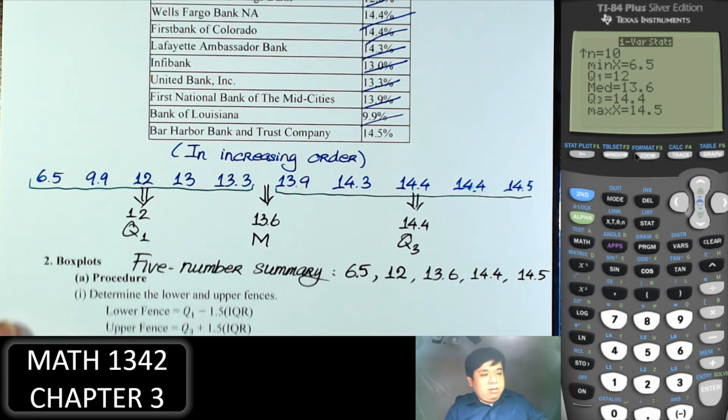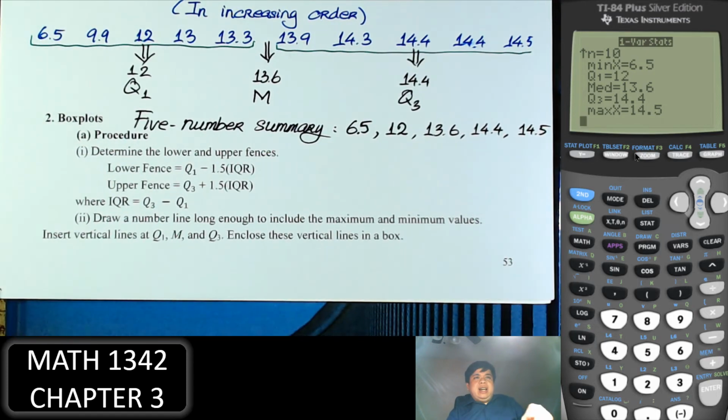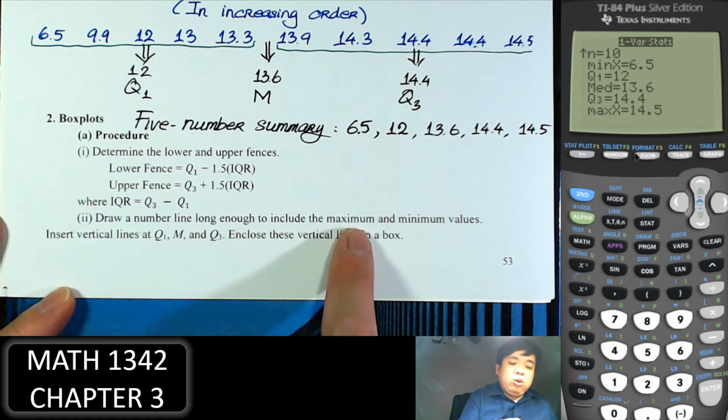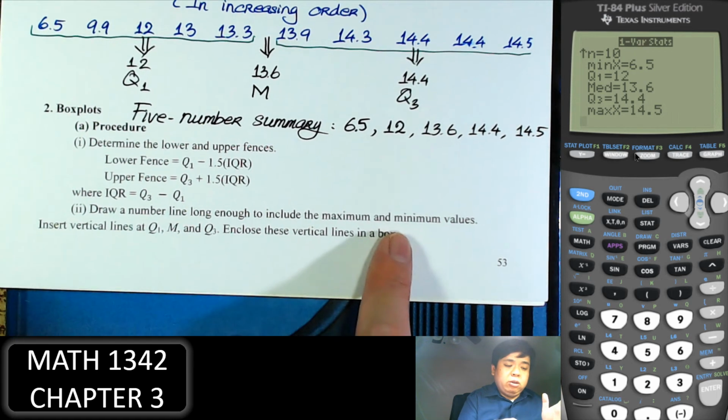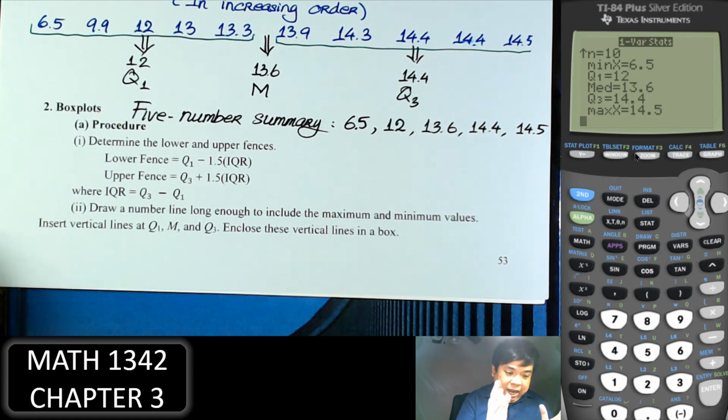Next, construct the box plot. If we just plot the box plot, that will be easy, but now we do it with every bell and whistle. That's a little bit tedious, so pay attention. First we find the lower fence and upper fence, so that's easy after we have the IQR. Now we draw a number line long enough to include the maximum and the minimum values. Insert a vertical line at Q1, M and Q3, and enclose these vertical lines in a box, so that we have the box.